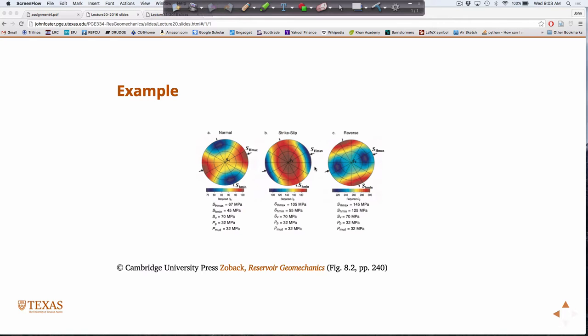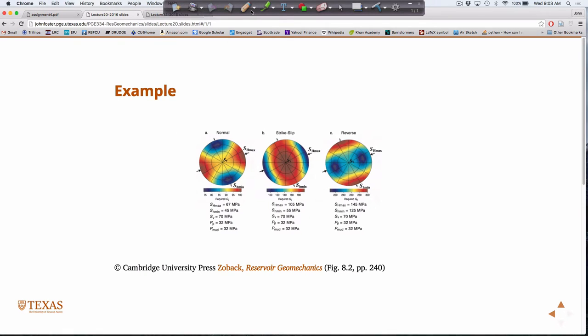The concentric lines represent angles, so that's 30 degrees deviation, 60 degrees deviation, 90 degrees deviation, or horizontal well. And then, of course, the angles around this way represent north, east, south, west.